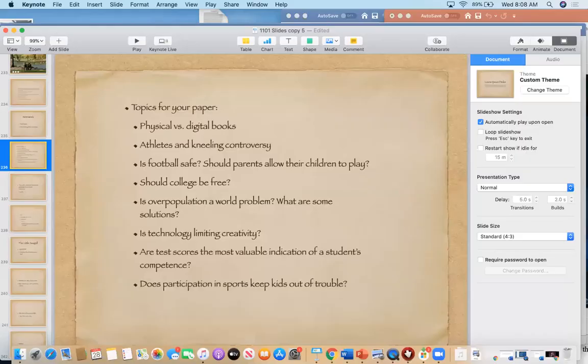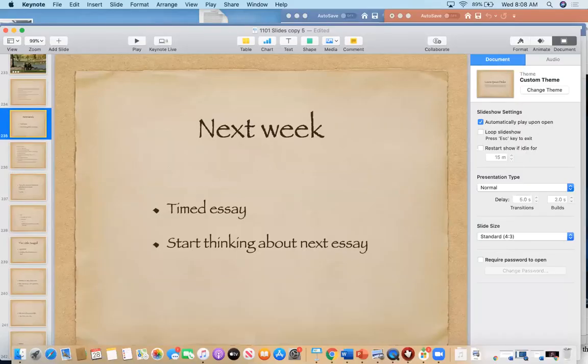I will tell you that for next week, I want you to think about the paper for next week. This paper could also be something you turn into the final project, okay?